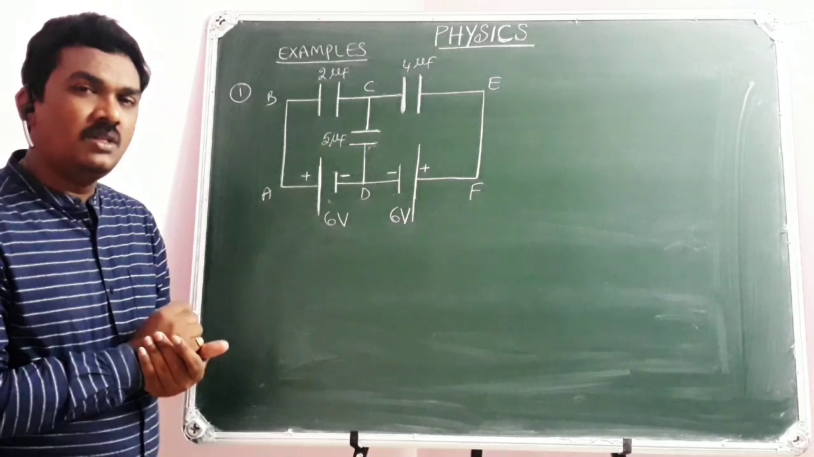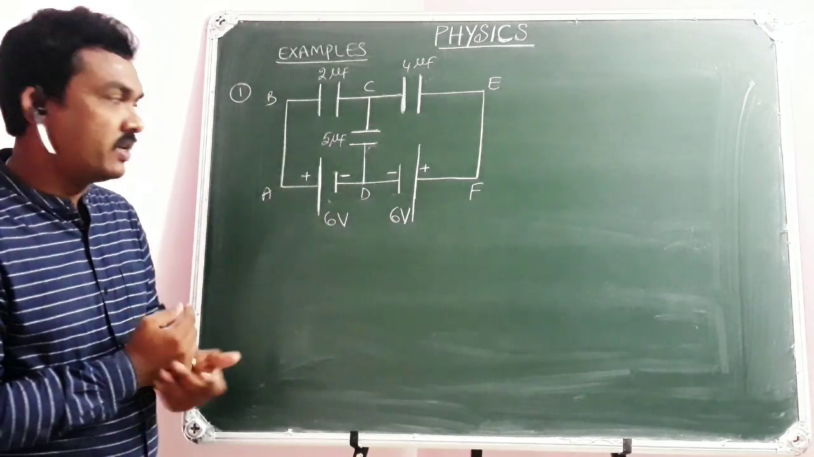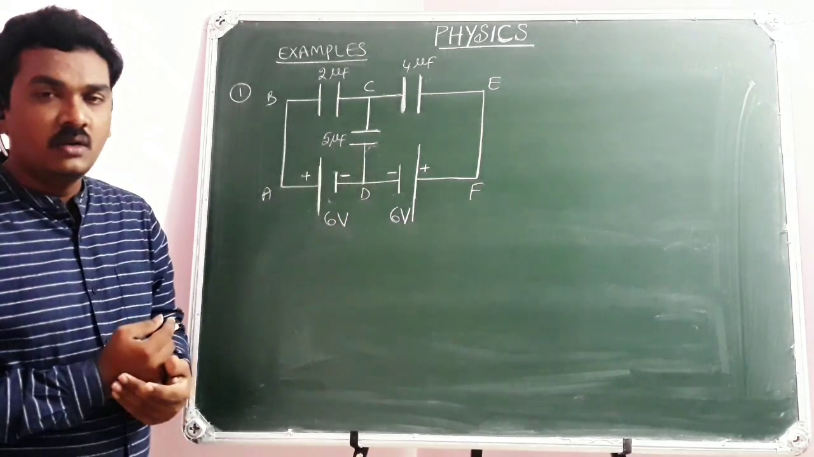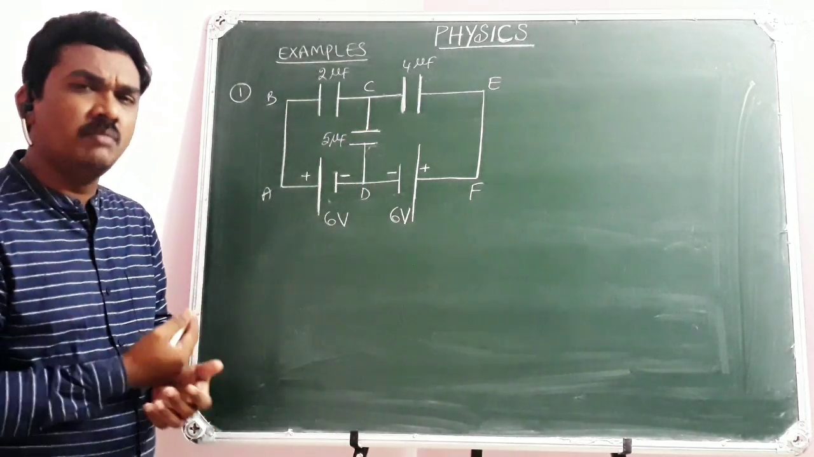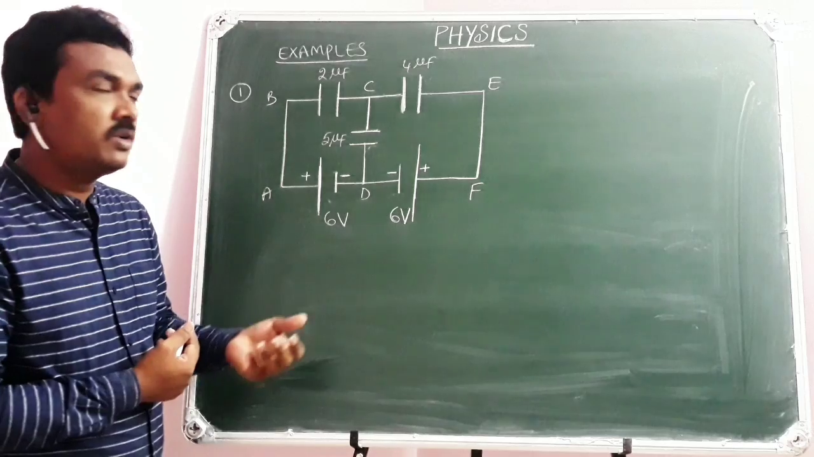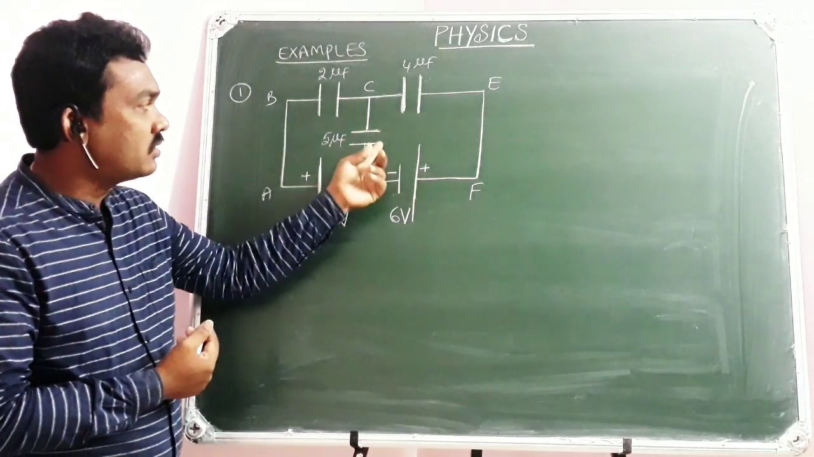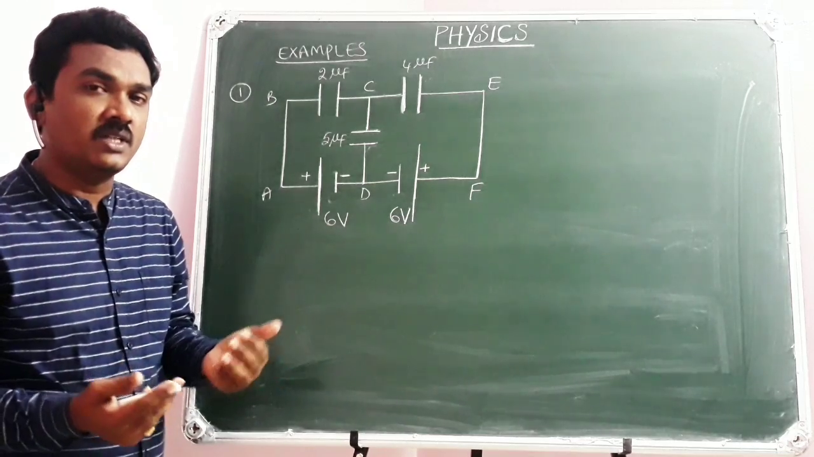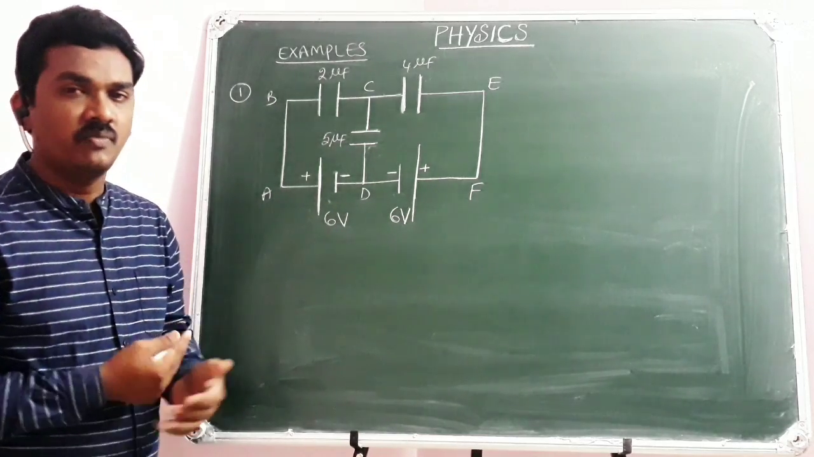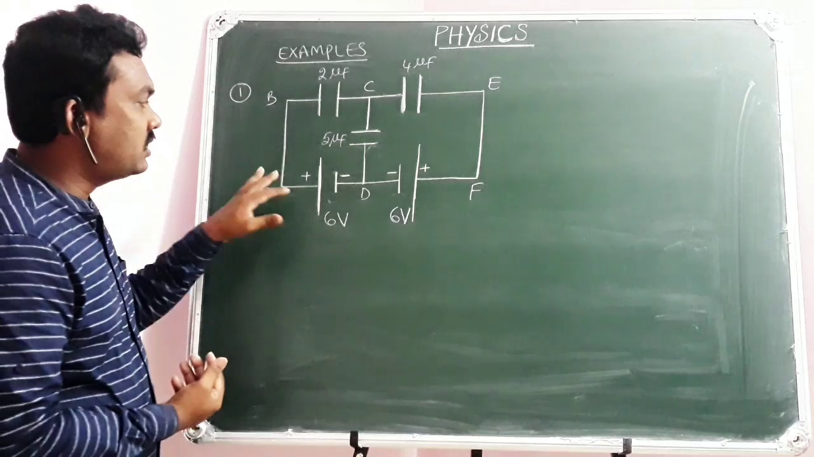Of course, there can be a question, find the potential difference across 5 microfarad, find the potential difference across 4 microfarad. Like that questions can be, because once you are able to calculate the charge on every capacitor, as capacity is known, why can't you calculate the potential difference across every capacitor? Yes, we can. So this is the question.